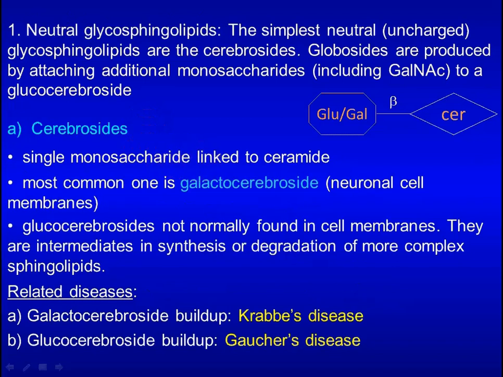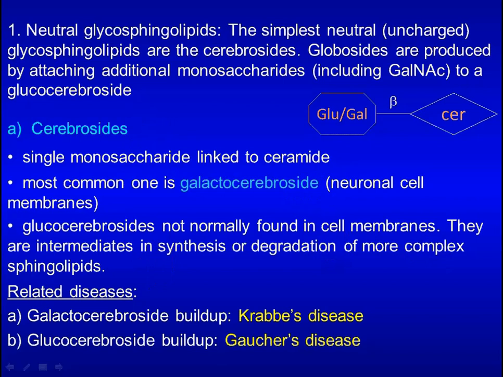The most common cerebroside is galactocerebroside. It is found in neuronal cell membrane. Glucocerebrosides are not normally found in cell membrane. They are intermediates in synthesis or degradation of more complex sphingolipids. Buildup of galactocerebroside is related to Krabbe's disease. Buildup of glucocerebroside is related to Gaucher's disease.